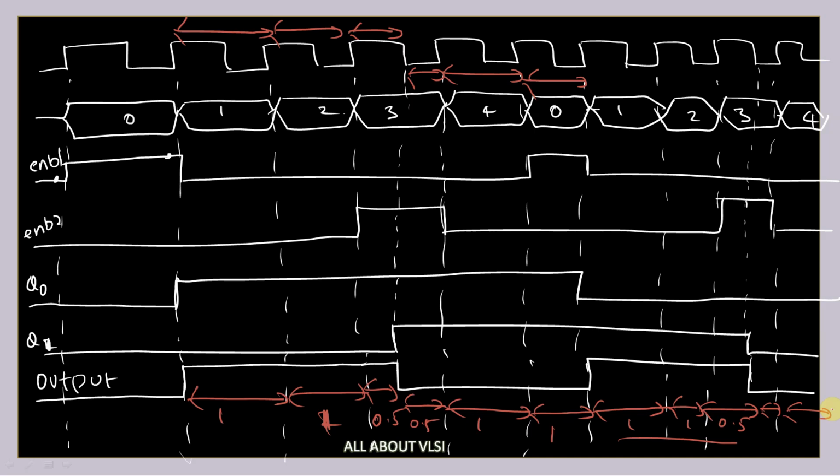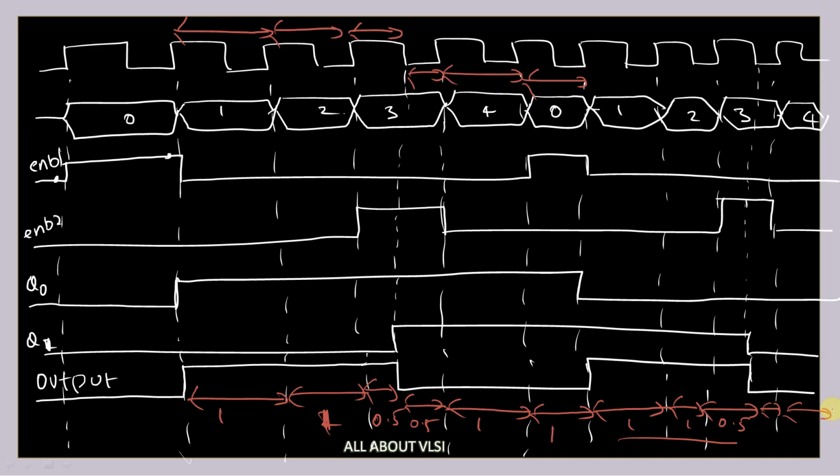And if I want to achieve frequency division by 7 with 50% duty cycle, then what is half of 7? Half of 7 is 3.5. But I cannot make my count exactly up to 3.5, right? So what I'm going to do, I'm going to take the enable 2 signal and make it high whenever my count is equal to 4.